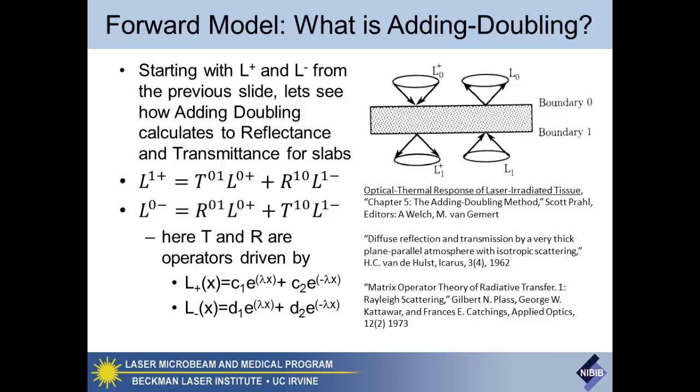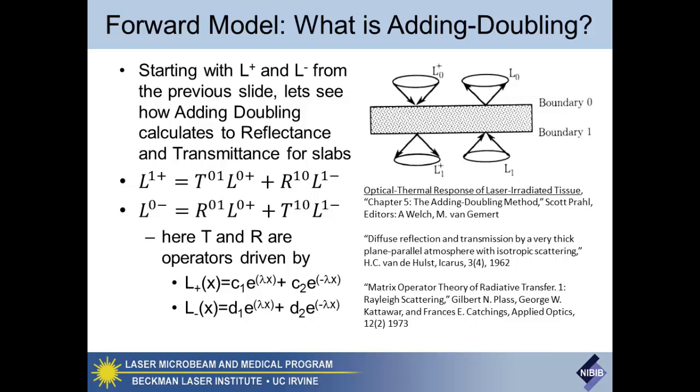And these T and R operators are defined, again, driven by these solutions of the one-dimensional case of the radiative transport. So I'm not going to go too much into this. This gets into a lot of linear algebra because basically this method was set up in terms of matrix operators, but there are several references here that will describe that in more detail. And you can note that this goes back to 1962. So this has been around for a while.